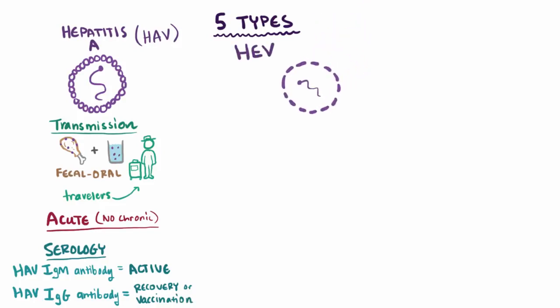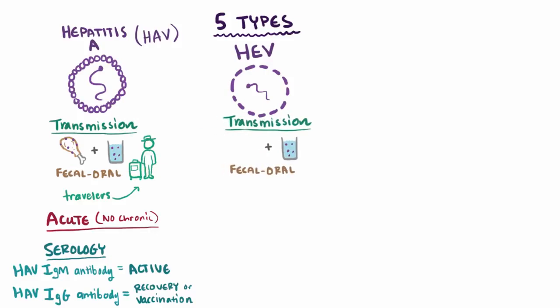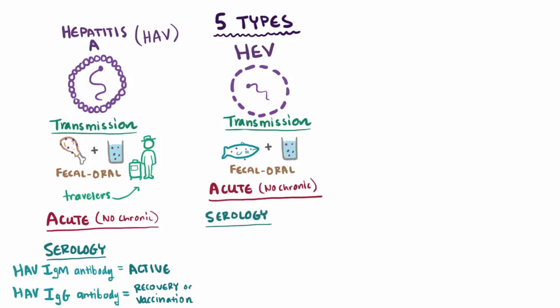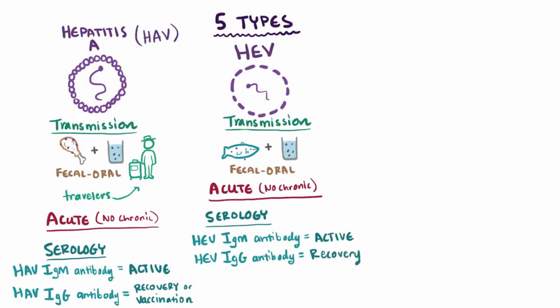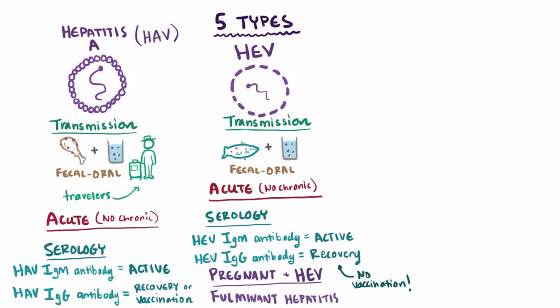Hepatitis E virus is actually pretty similar to HAV, with the same route of transmission, fecal-oral, and is most commonly acquired through undercooked seafood or contaminated water. It also doesn't have much of a chronic state, and HEV IgM antibodies tell us that there's an active infection, and HEV IgG antibody is protective and signals recovery, just like HAV. Two big differences to note, though, between these two are that, 1, only HAV has the option for immunization, and 2, HEV infection for pregnant women can be very serious and can lead to acute liver failure, also sometimes called fulminant hepatitis.